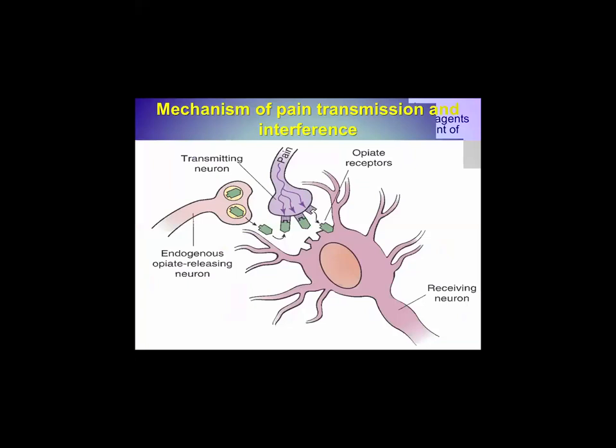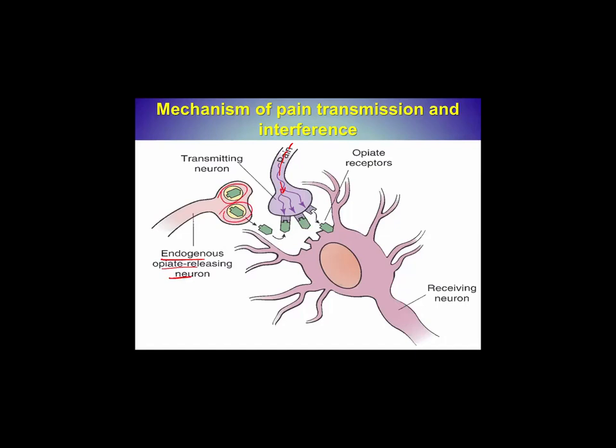So what is the mechanism of pain transmission and interference when we are talking about opioid or opiate receptors? So what happens? We have the pain signal, which is trying to be transmitted. How can the opioid or opiate system prevent this problem?